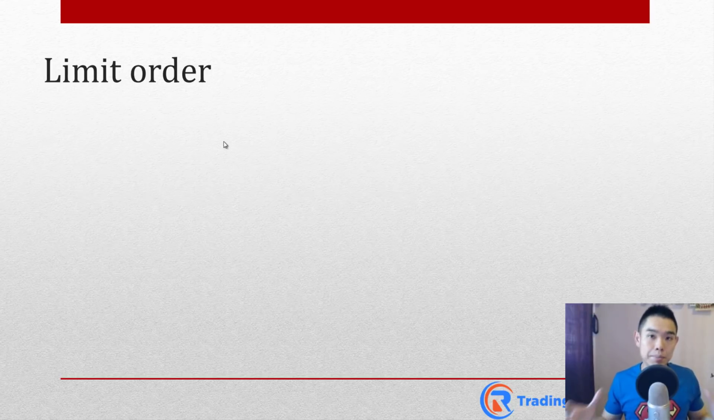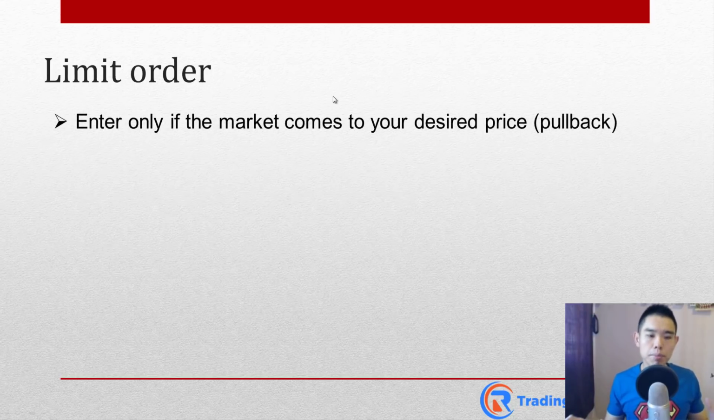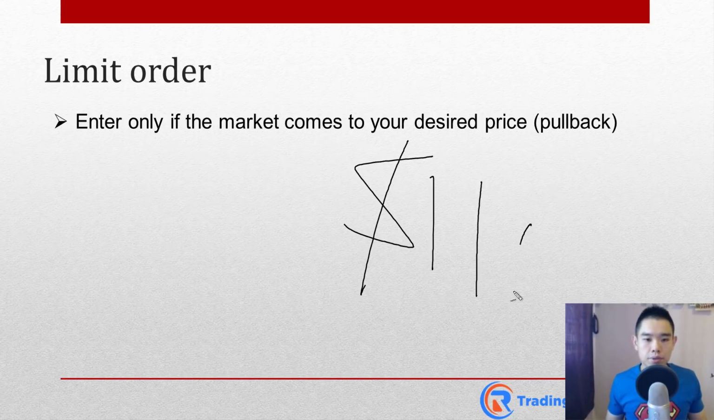Next is what we call the limit order. A limit order is where you will only get filled on the trade if the price comes to your desired level. So let's say, for example, again, Apple shares. Let's say the current price of Apple is trading at $110. And let's say you don't want to hit a market order because you have to pay $110.